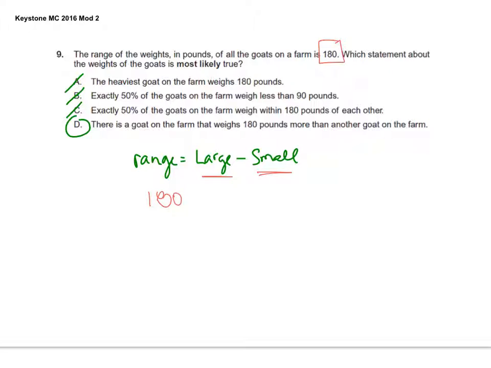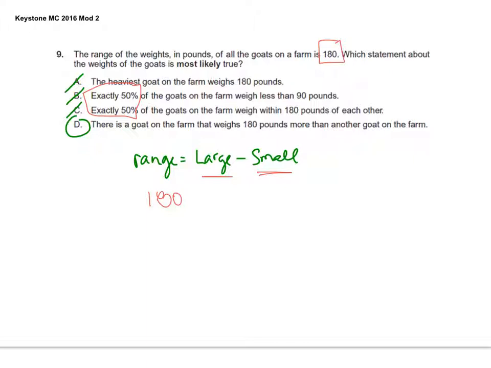The heaviest goat on the farm weighs 180 pounds. Well, that would make sense too if I also have a goat that weighs 0 pounds. So that doesn't make sense. The information about exactly 50% of the goats has nothing to do with the range. So it looks like D is our best answer.